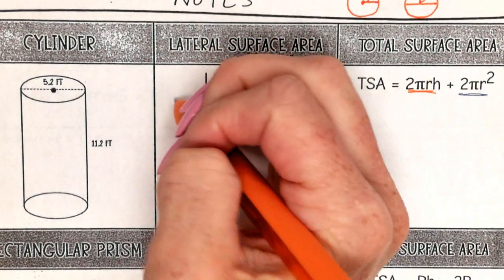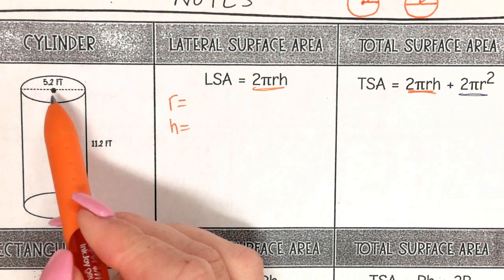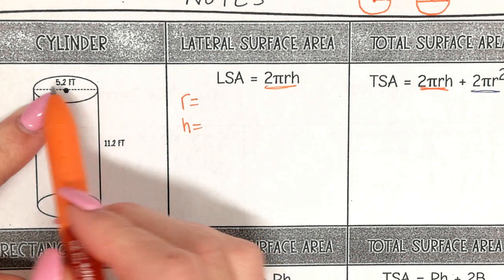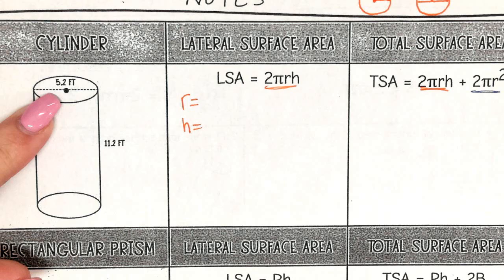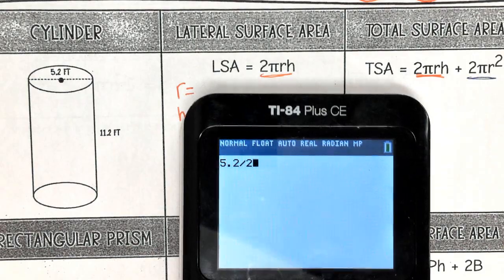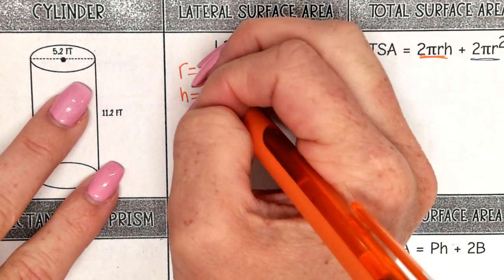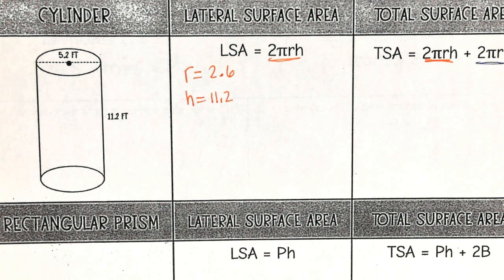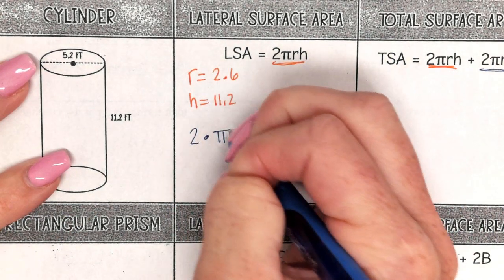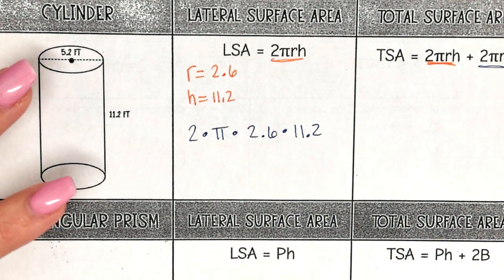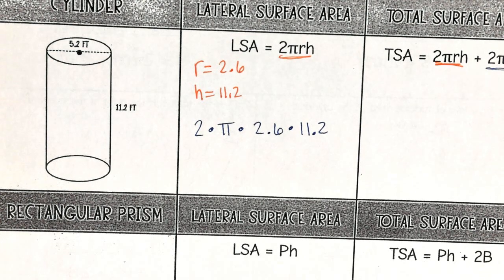To use this formula, I need an R and an H. What is the radius? And did they give it to me? They did not give me the radius. So what am I going to do to this? So 5.2 divided by 2 is 2.6. So that's my R. And my H is 11.2. I'm now going to simply plug that into the lateral formula, which is 2 times pi times R times H, and then let the calculator do the work. Let's round to the hundredths place.